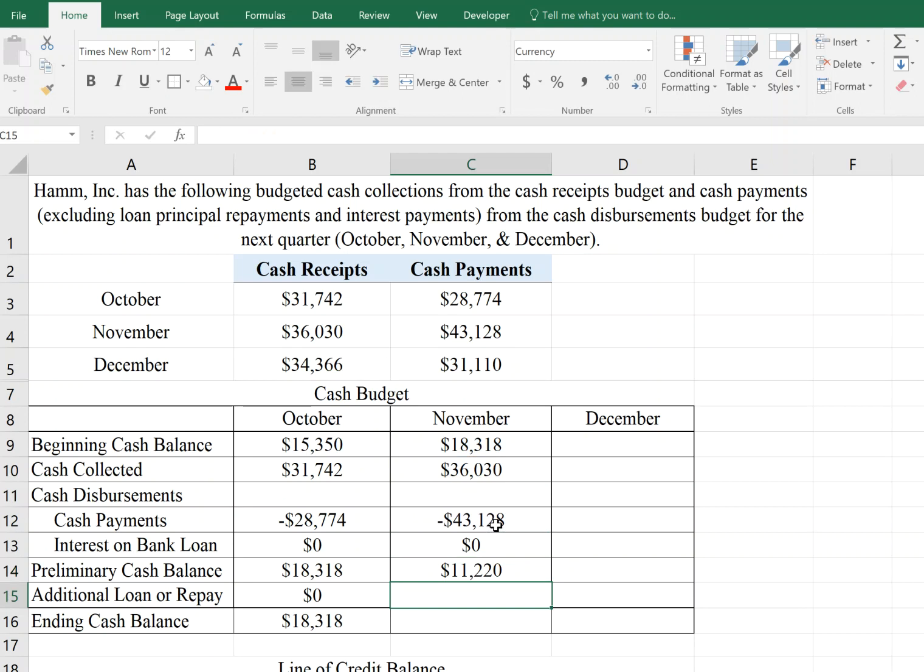Okay, so here's the problem. We want an ending cash balance of $15,000, so we're going to have to borrow. So let's take our $15,000 minus the $11,220 preliminary cash balance. That means we're going to have to borrow $3,780 in order to maintain the $15,000 in the bank.